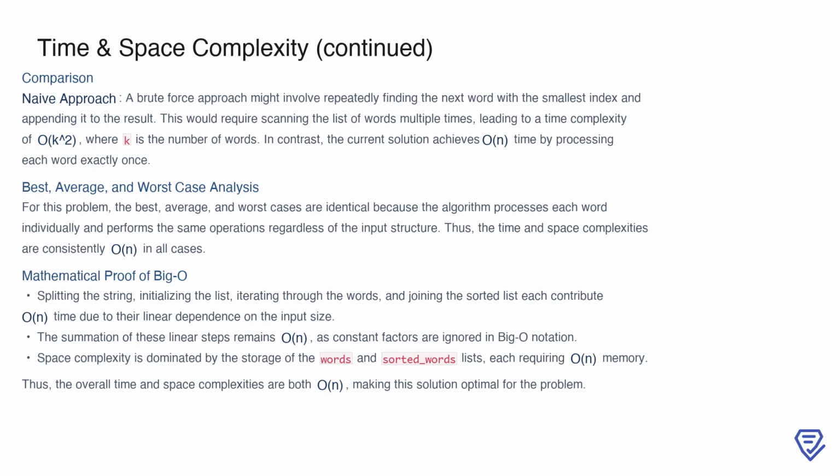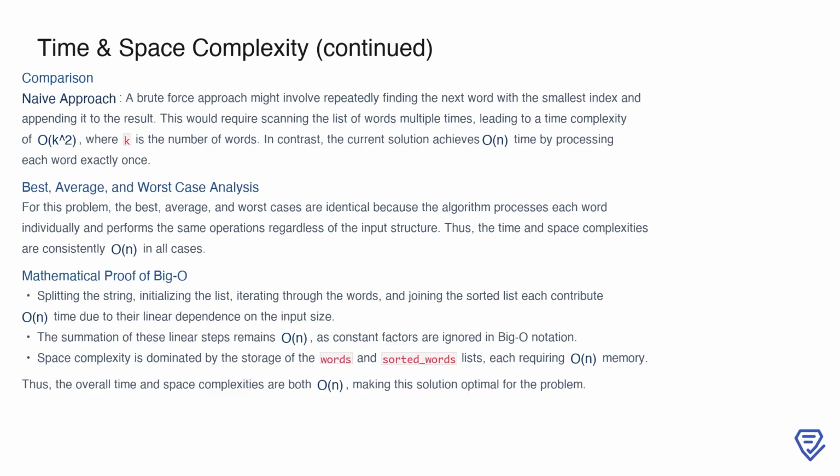When comparing this solution to a naive approach, the difference becomes clear. A brute force method might repeatedly scan the list of words to find the next smallest index, which would result in a time complexity of O(k²), as each pass involves scanning k words. In contrast, our solution achieves O(n) time by processing each word exactly once. For the best, average, and worst cases, the algorithm's performance remains consistent. Since the operations performed for each word are independent of the input structure, the time and space complexities are O(n) in all cases. Finally, the mathematical reasoning behind the big O notation confirms this efficiency.